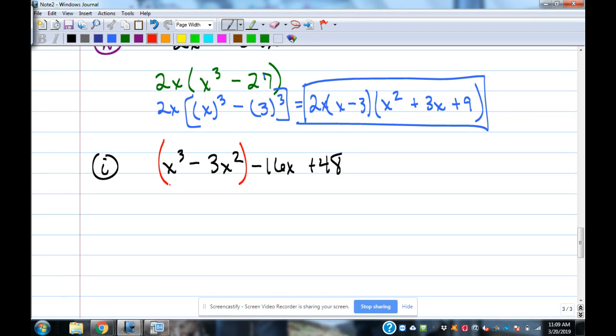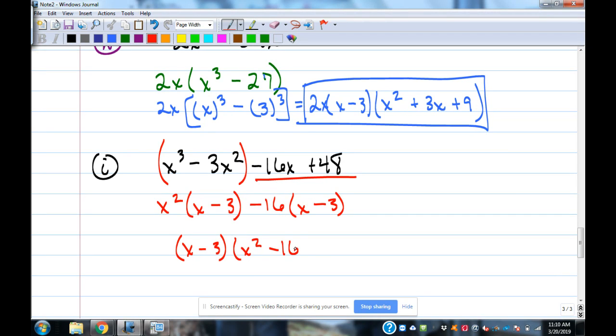What do we do from there? How do we do grouping? Pull out the greatest common factor of the first 2, which is x squared. That leaves what in parentheses? x minus 3. What about the second 2? Pull out a negative 16. x minus 3. So we get x minus 3, x squared minus 16.